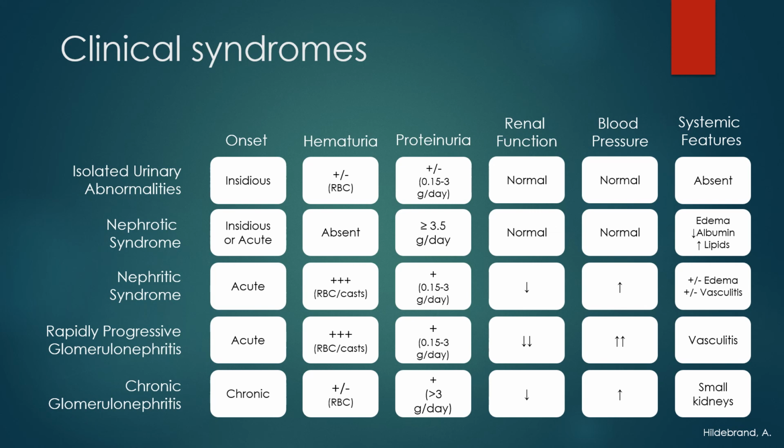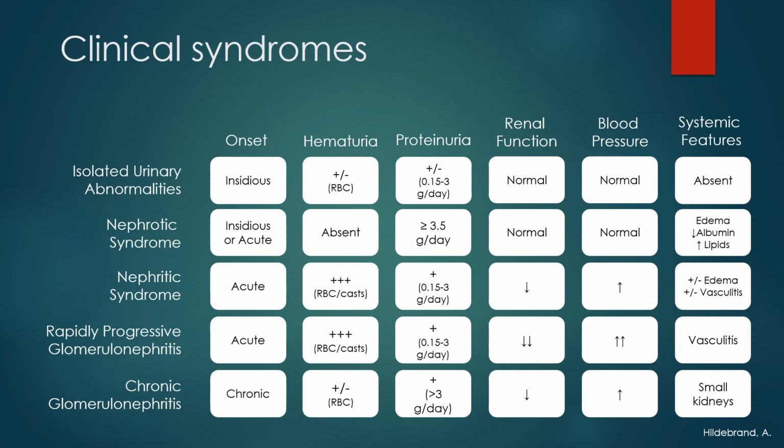Isolated urinary abnormalities generally have an insidious onset with hematuria and/or proteinuria, normal renal function, normal blood pressure, and no systemic features. Nephrotic syndrome can have an insidious or acute onset, with generally no hematuria and high-grade proteinuria. Renal function and blood pressure are generally normal, and systemic features include edema, hypoalbuminemia, and dyslipidemia. Nephritic syndrome generally has an acute onset with significant hematuria and proteinuria.